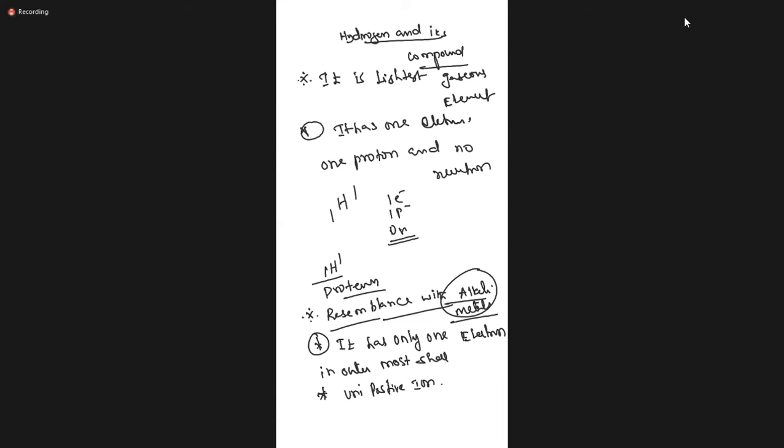Please complete that one. It has only one electron in the outer shell. Even alkali metal has one electron in the outer shell. Unipositive ion, even alkali metal shows unipositive ion, and it exhibits +1 oxidation state. Is it correct? Next point.